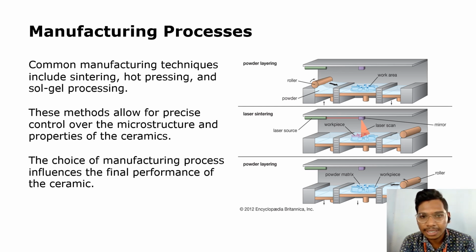These are the procedures for manufacturing ceramics: powder layering, roller, powder work area, and also laser sintering, laser source, workpiece, laser scan mirrors. The last step is powder layering. Powder matrix, workpiece, roller. These are the preparation of ceramics.